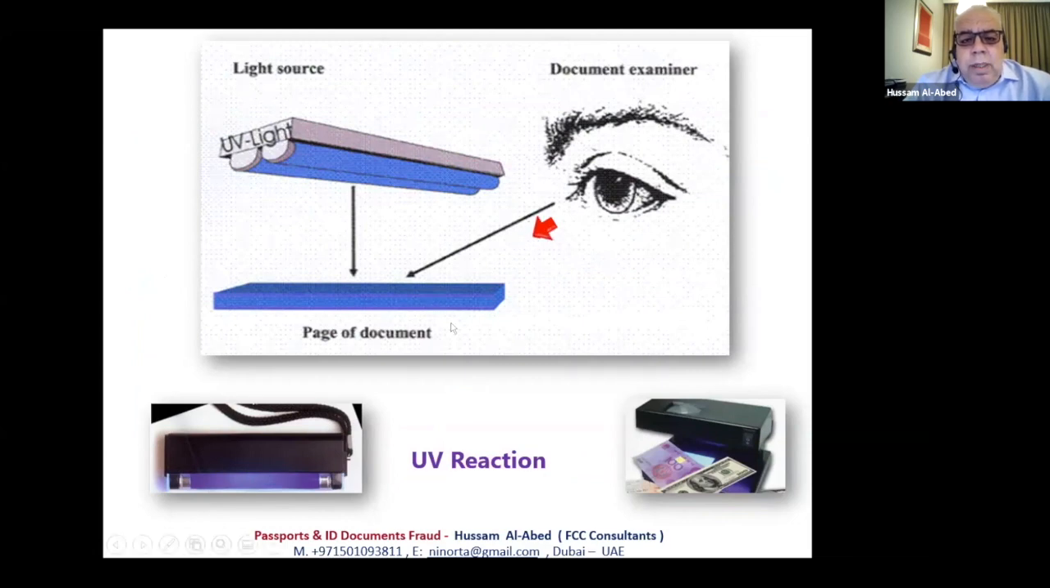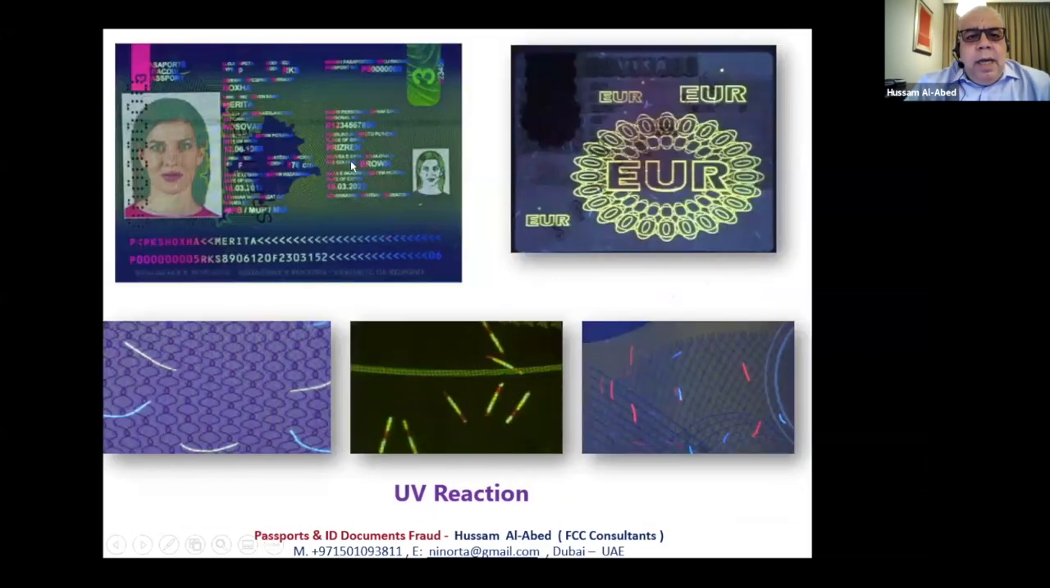How do we do this? We have the device here, the light, just like if you can see the $100 bill here or the euro on the left side, they are placed under the light and we will see a reaction. Here we can see on the left side, one passport, how several components of the passport are reacting in different colors. This is under UV light. In normal view, we wouldn't see any of this.